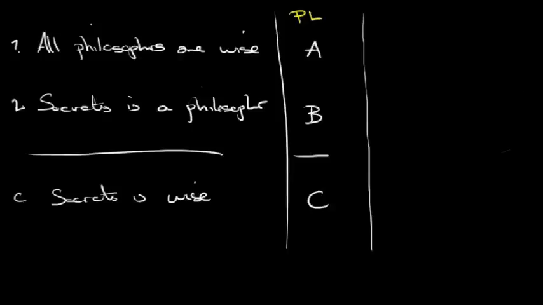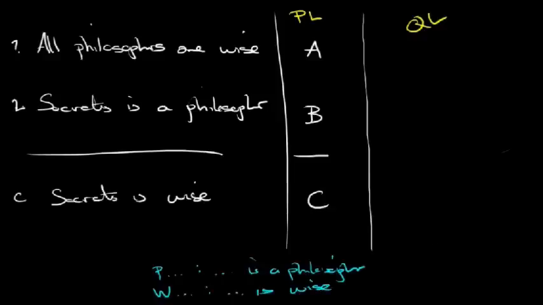Well, now we're in a position that with predicate logic and with our quantifiers and variables we can show why this is a valid argument in QL. So let's go into our QL. Let's translate these two first. So Socrates is a philosopher. So let's say that, let's just do this at the bottom, that P is a philosopher, and W is wise, and we've also got a subject there, small case s, for Socrates.